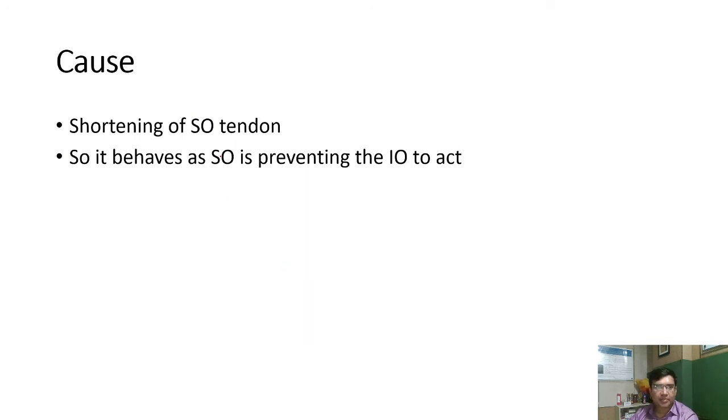Now, why does this happen? Because of the shortening of your superior oblique tendon. So you can just imagine that it behaves as if the superior oblique is preventing the inferior oblique from acting. Okay, so there's a shortening of the superior oblique. You can say it is not an overaction, but it is a superior oblique which is now stiff. There is stiffness of the tendon there.